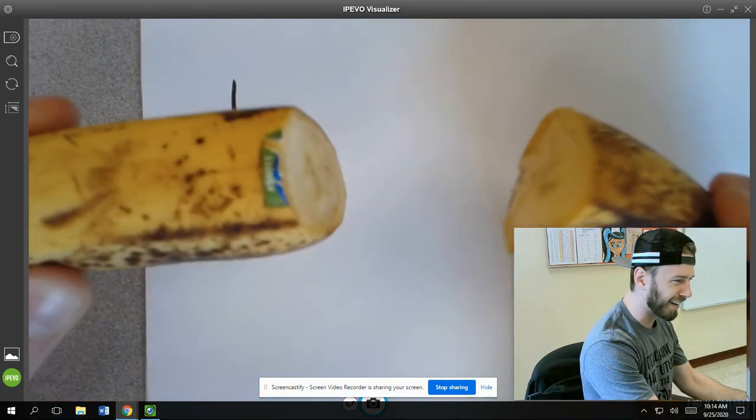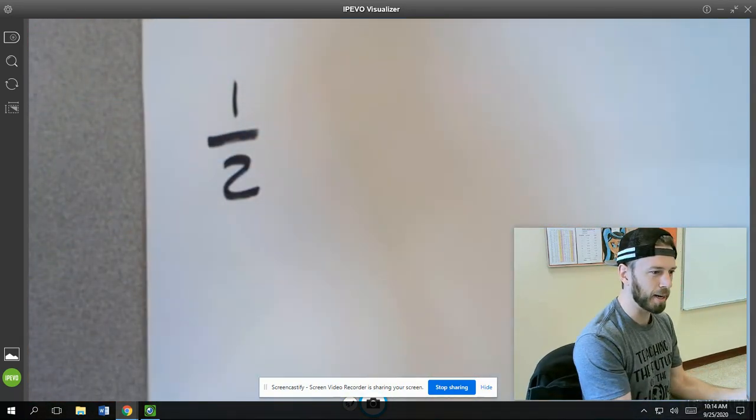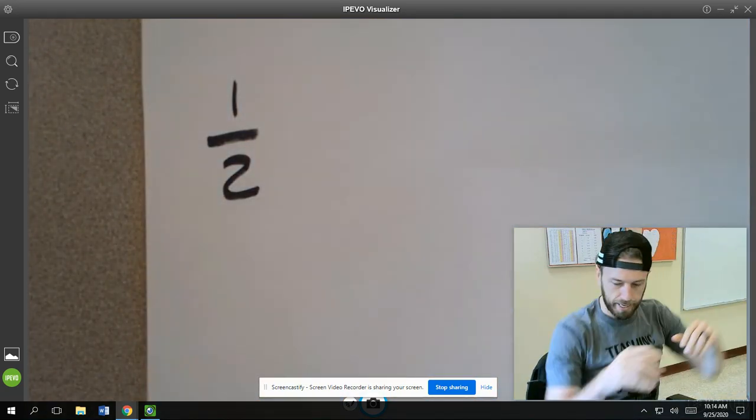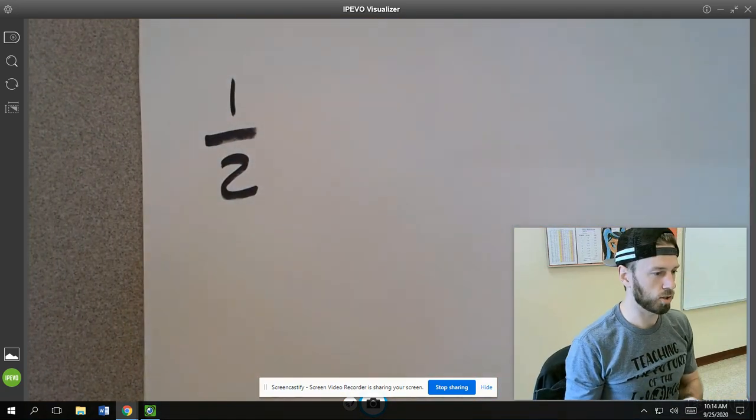I just freaking cut it. Dude, scissors are good for cutting bananas, apparently. Anyway, I'll eat that in a minute and clean those scissors too.